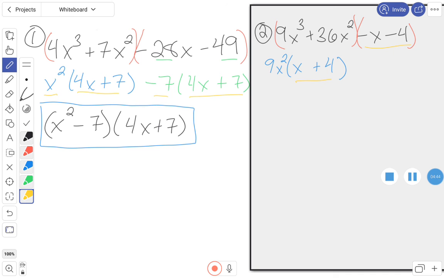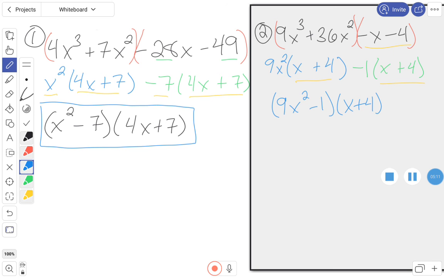In fact, all the negatives are flipped. So what I'm going to try doing is I'm going to try taking out a -1. And that's going to leave me with a positive x and a positive 4. And now my parentheses are the same so that I can do my really fancy combining of like terms. So 9x squared minus 1 and x plus 4.